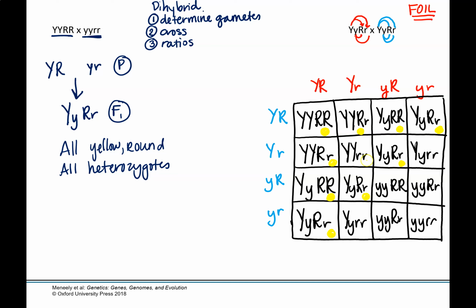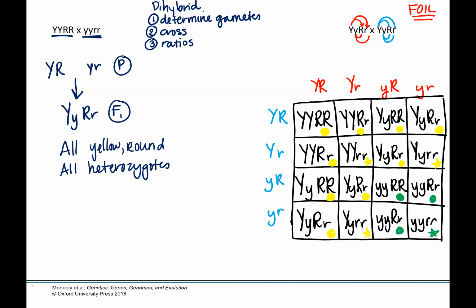Let's do our yellow and wrinkled. So I'm going to do yellow and wrinkled as a star. So remember, wrinkled is recessive. So we need 2 of the recessive copies. Now let's do the green and round. So here's a green and round, where green is recessive. And then last but not least, we have green and wrinkled.